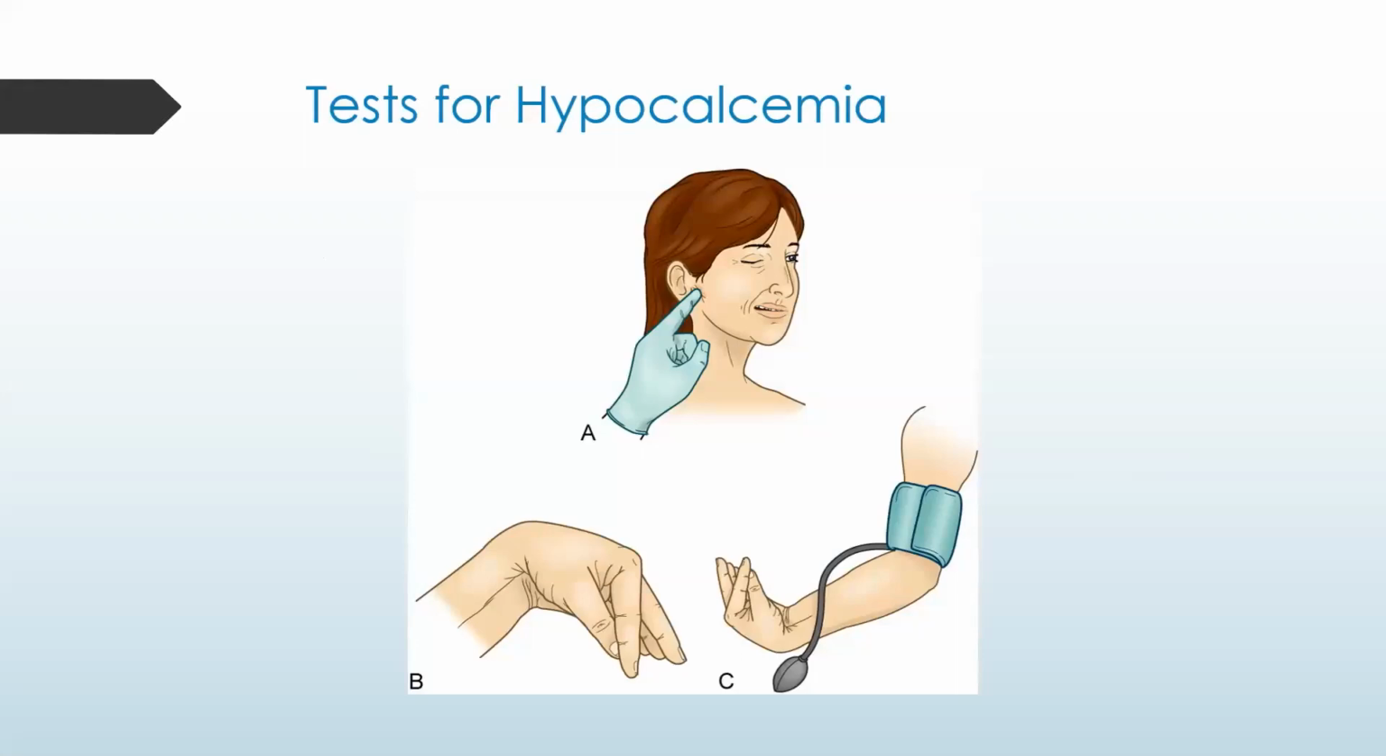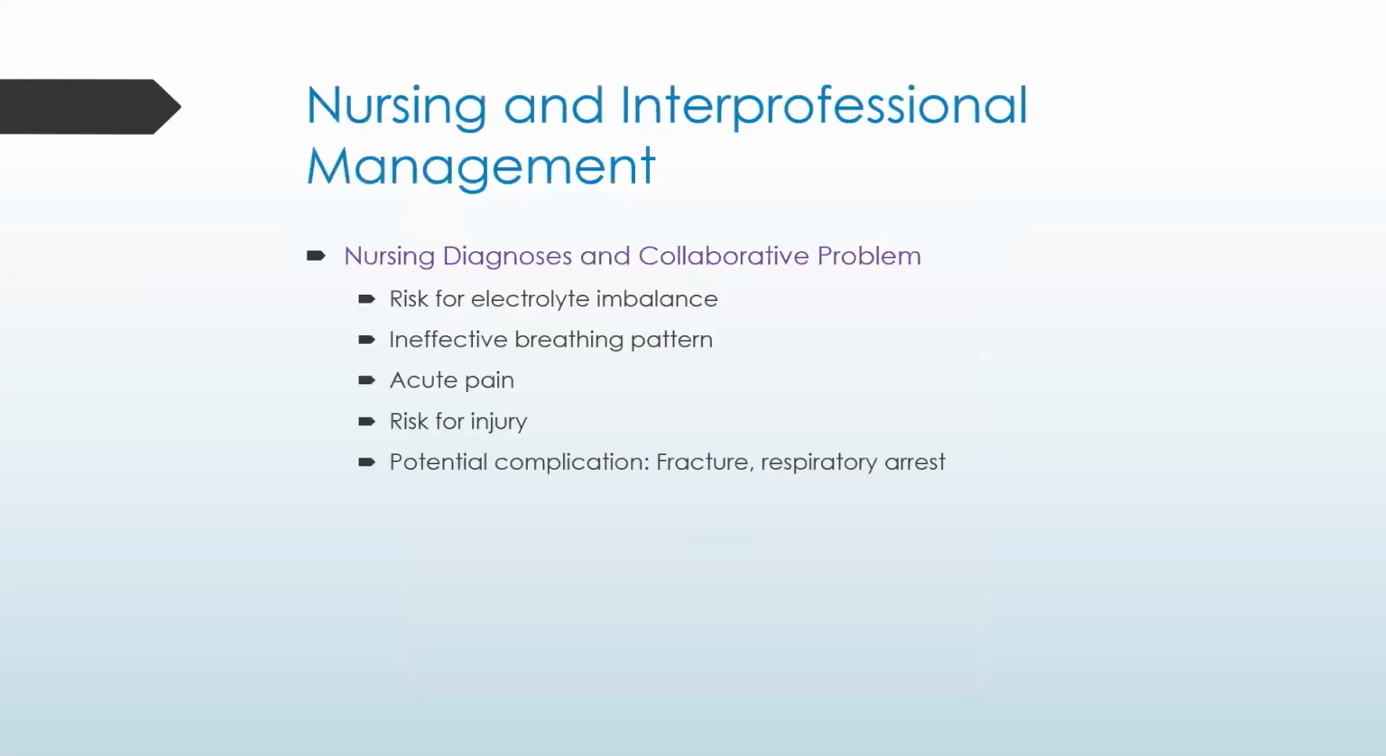Chvostek's sign is contraction of facial muscles in response to a light tap over the facial nerve in front of the ear. And Trousseau's sign is a carpal spasm that's induced by inflating a blood pressure cuff 20 millimeters of mercury above the systolic pressure and holding it there for 3 minutes.